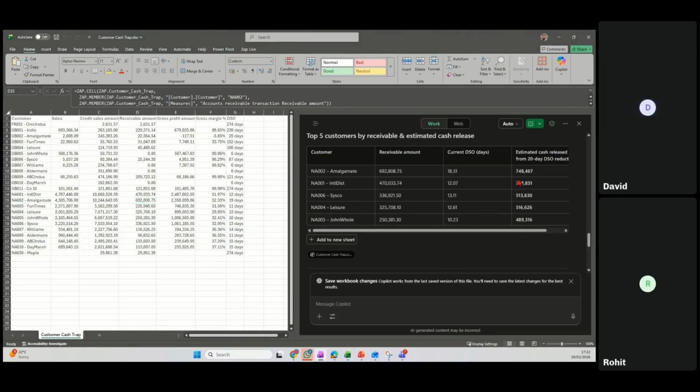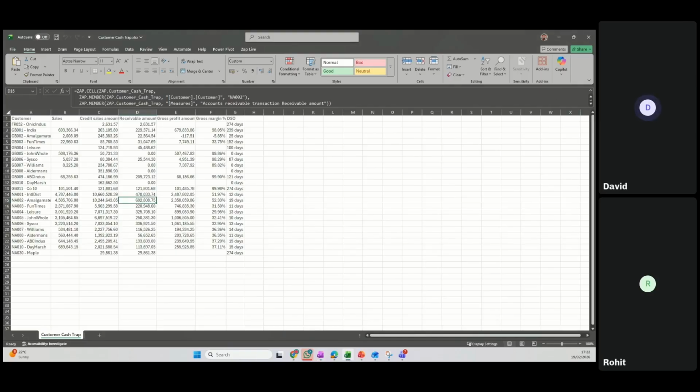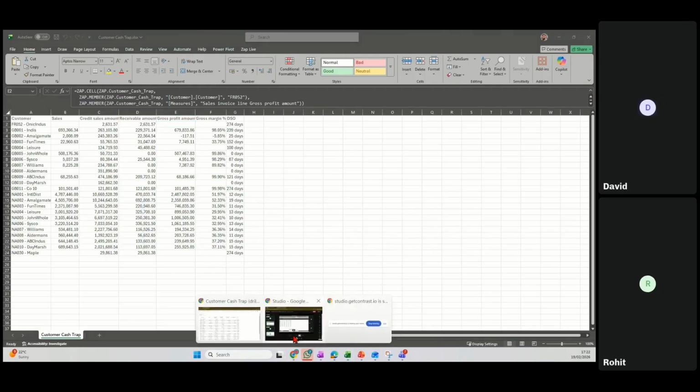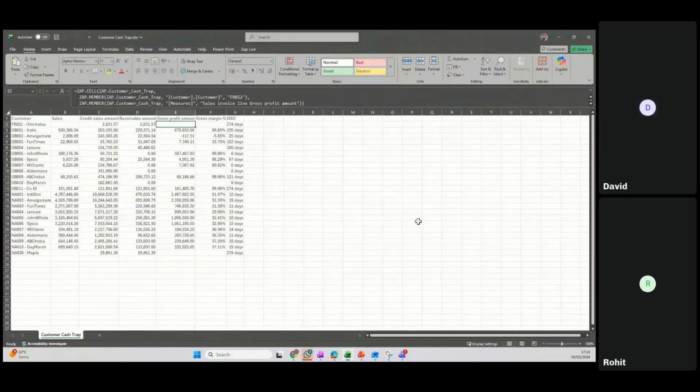So here, let me just close the Copilot. As I mentioned, many times we would like to analyze information in Excel. This is an Excel Live add-in feature that we have, where we are basically mirroring that same report that I showed you. Here we have the sales grade, sales, receivables amount, gross profit amount, and this DSO, which is the exact same report that I have here, right? It's just being mirrored in Excel.